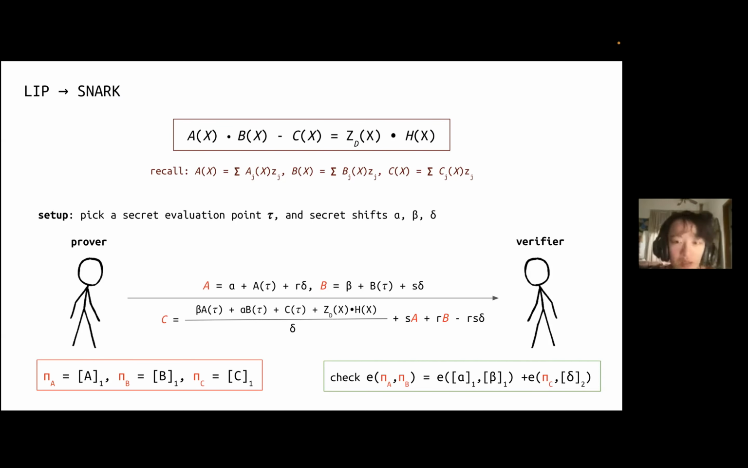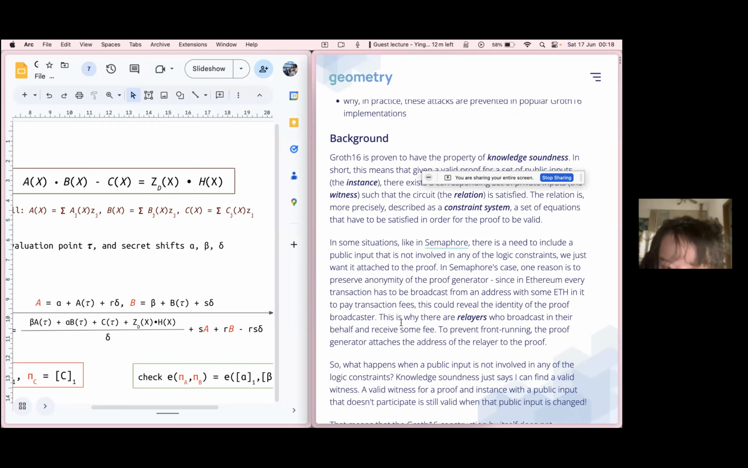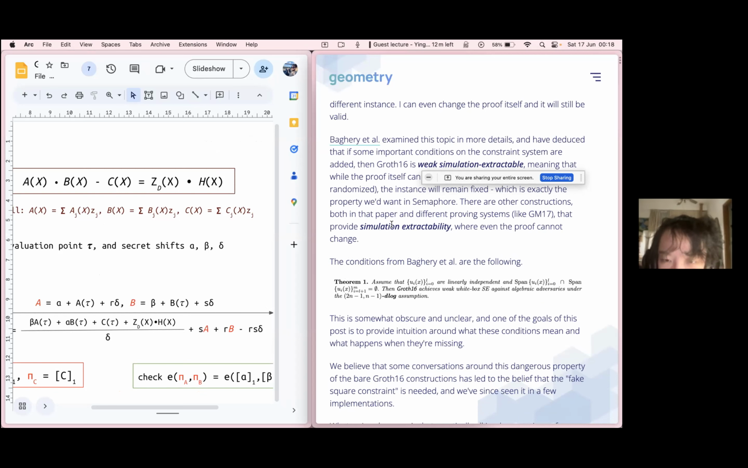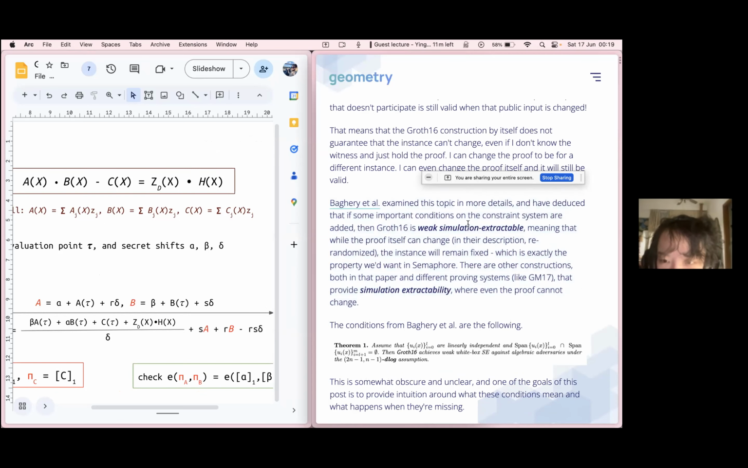If you're interested in this, I encourage you to read up on simulation extractability and weak simulation extractability in this paper. I'll definitely share that in Discord as well.